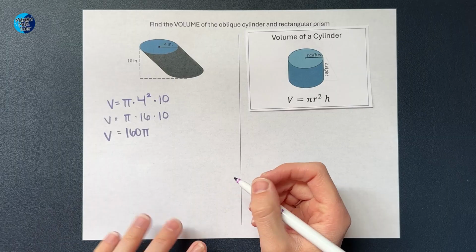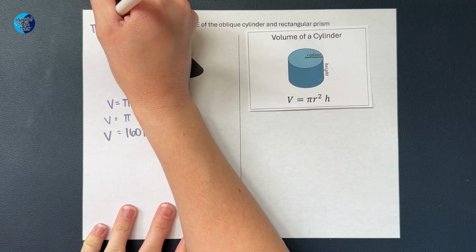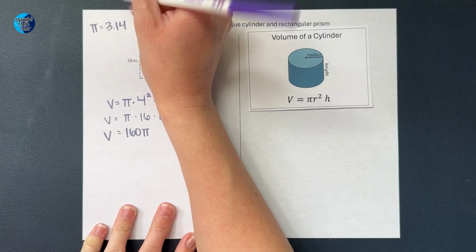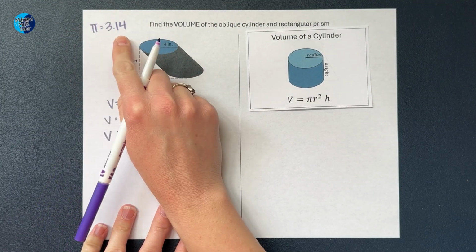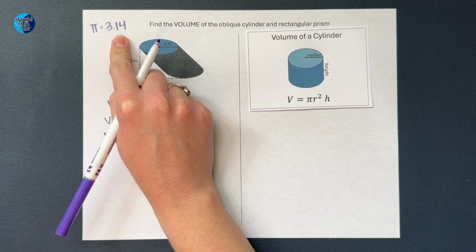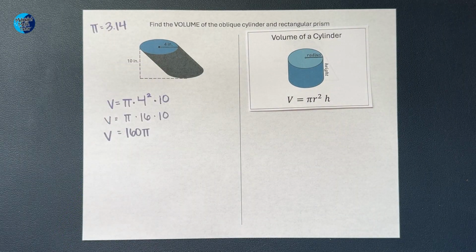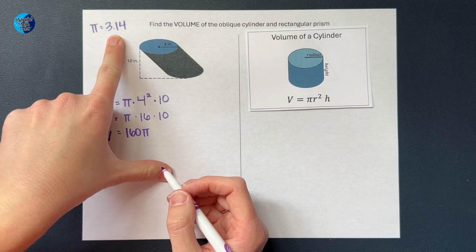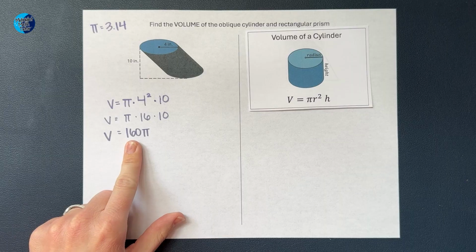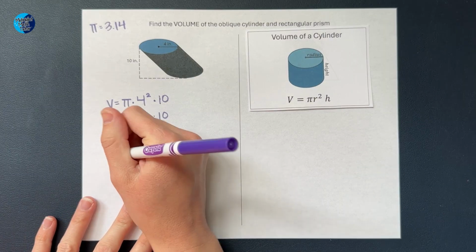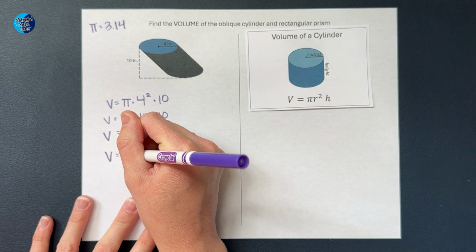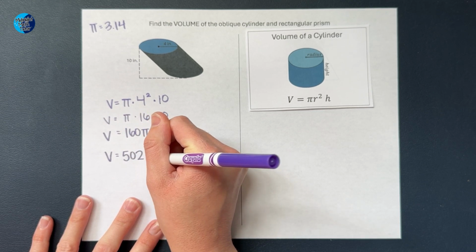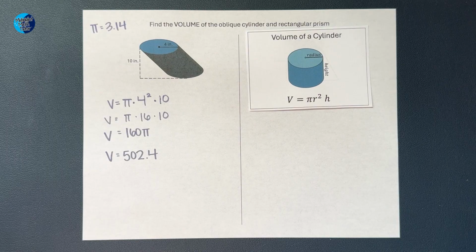They will want you to multiply it out. So pi, remember, is equal to 3.14159. It keeps going. But I am just going to put pi as 3.14. Your teacher may want you to use the pi button on your calculators. Just do whatever they want you to do. I personally am going to just plug it into my calculator as 3.14. So 160 times 3.14 gives me a volume of 502.4.